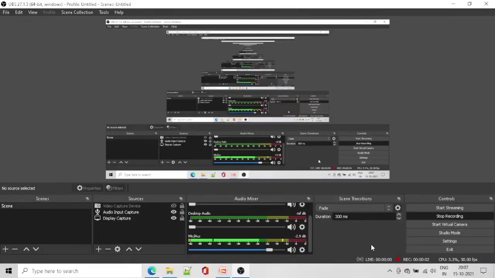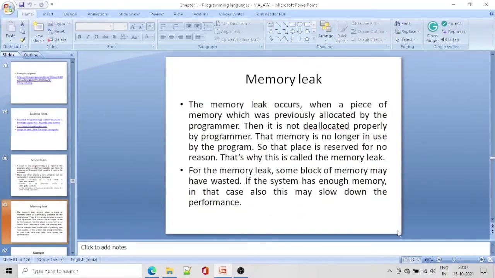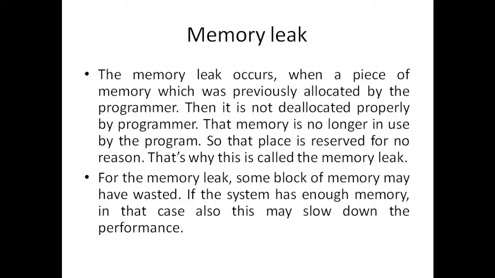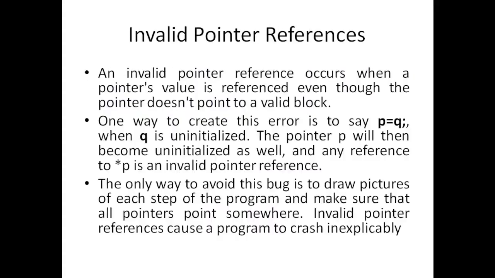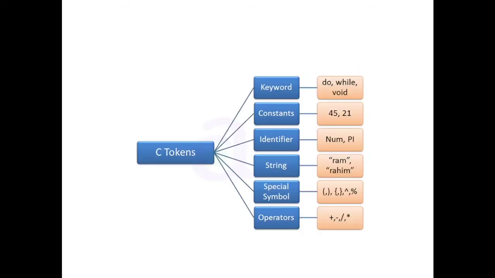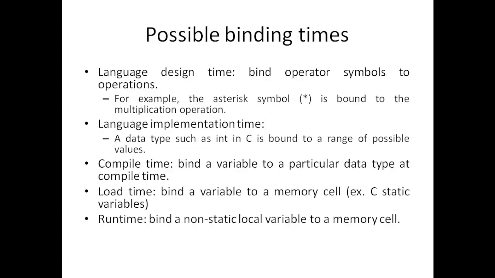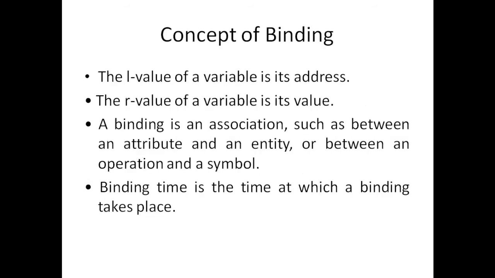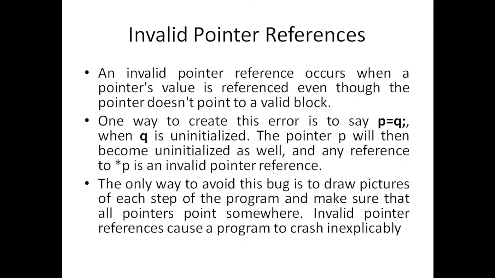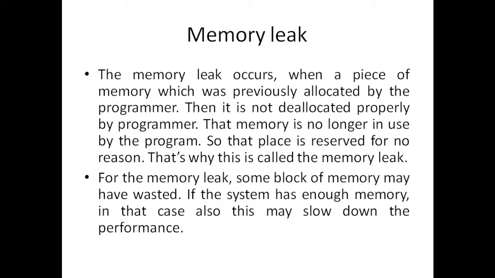Good day, students. Today we are going to see about memory leak and its example. Afterwards, we will look into invalid pointer references and then C tokens, type system and type checking, and the concept of binding. So these are the concepts today we are going to discuss.